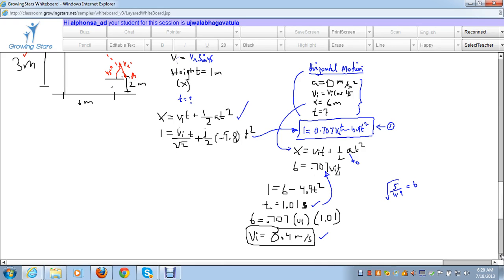So we have to use both motions and do what's required. We have to eliminate t and find out VI. It's a slightly tricky question.